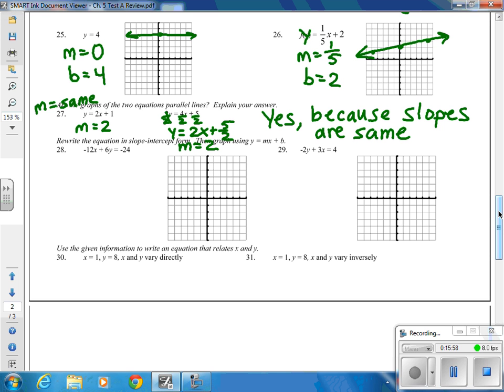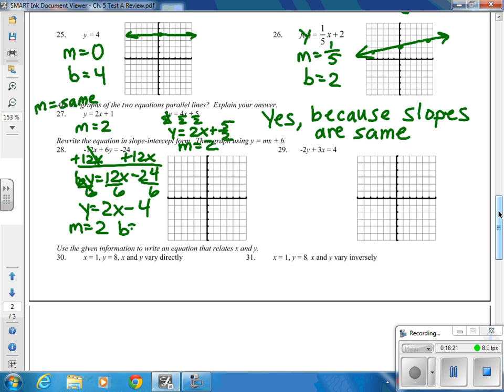For number 28, you have to rewrite the equation in intercept form. That's y equals mx plus b, and then use your m and your b to graph it. So for number 28, the first thing we want to do is add 12x. Now we've got 6y equals 12x minus 24. Divide everybody by 6. You get y equals 2x minus 4. Your m is 2. Your b is negative 4. Go to your graph. Start at negative 4. Rise 2, run 1, up 2, right 1, up 2, right 1. Draw your line. And there you go. So the trick is getting it in intercept form correctly and then identifying m and b.